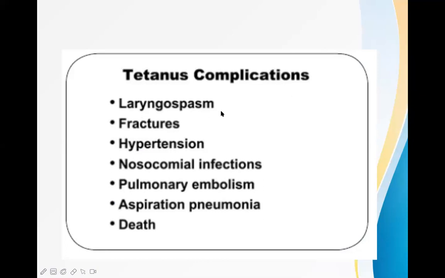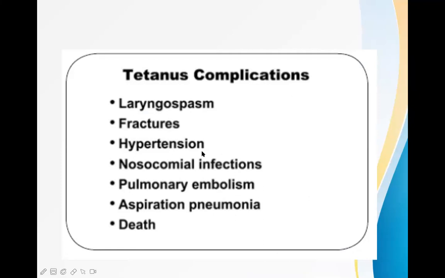Laryngospasm, spasm of the larynx. It can kill the patient if we have not protected the airway. Fractures. The spasm of the muscles is so strong that some of the bones can be fractured. So you can understand now how strong the contractions are.